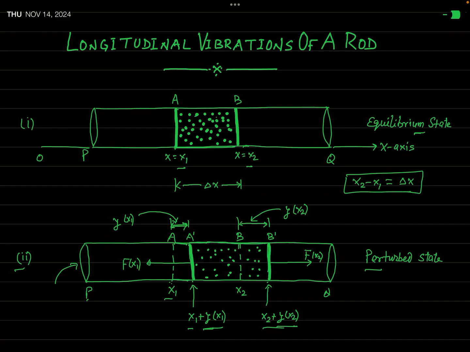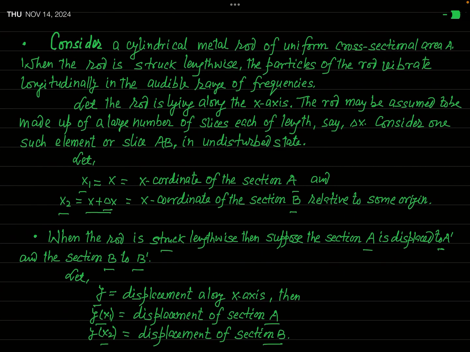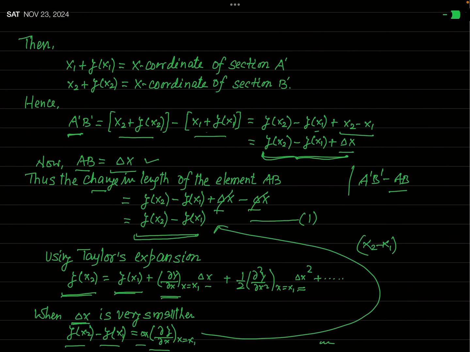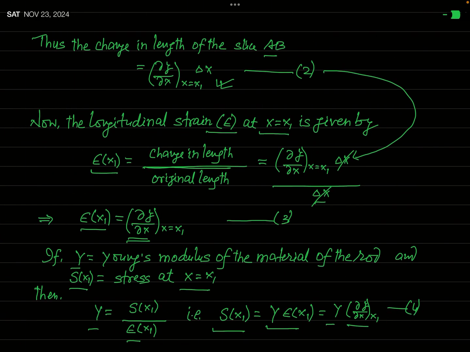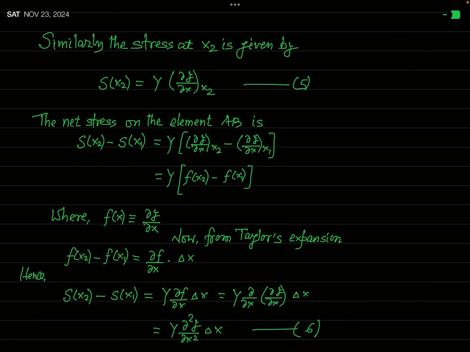Now in a similar manner, you can easily find the value of the stress acting at the section at x equal to x2. For this, see this equation, and you can write that the stress at x equal to x2 is S of x2, and on the basis of that result we can say that this is Y times del y by del x at x equal to x2.